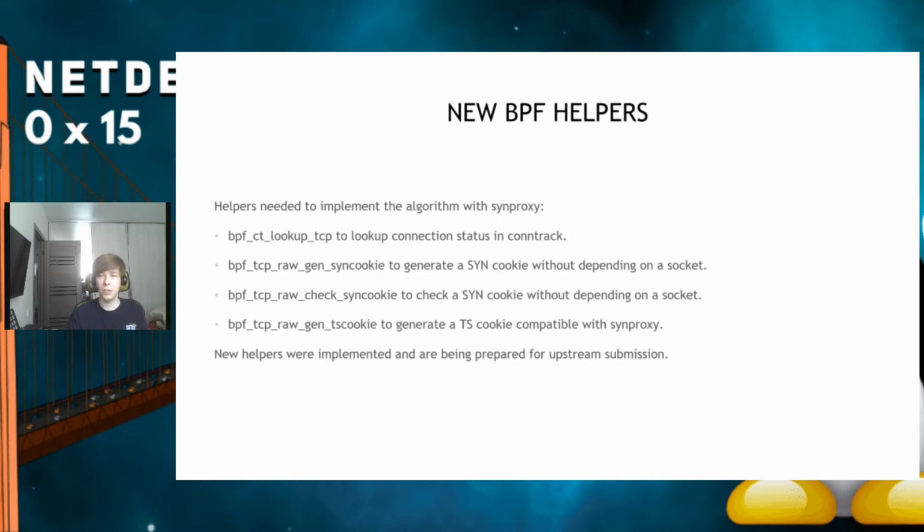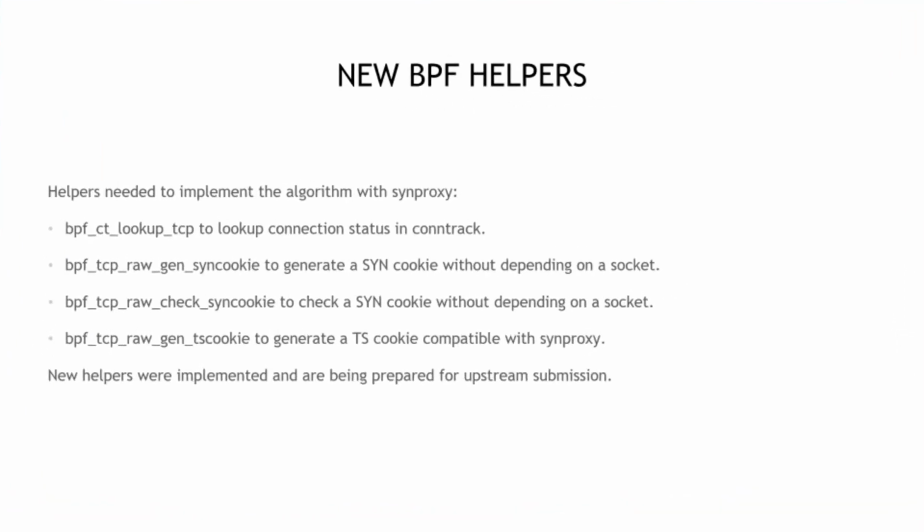This slide shows 4 new helpers needed for the XDP program to work. This list includes a helper to look up connection status in conntrack, helpers to generate a SYN cookie and timestamp cookie without depending on a socket, and a helper to validate a SYN cookie without depending on a socket. These helpers were implemented and are being prepared for upstream submission.